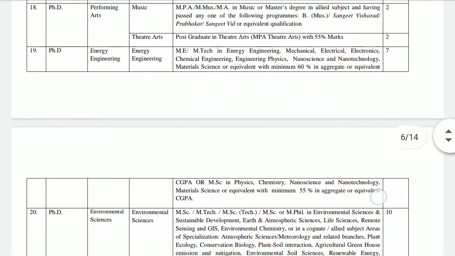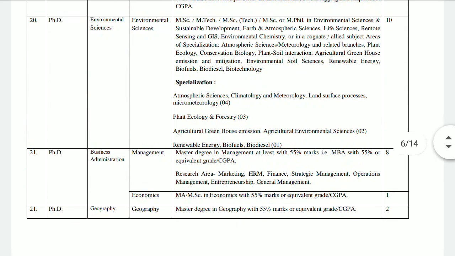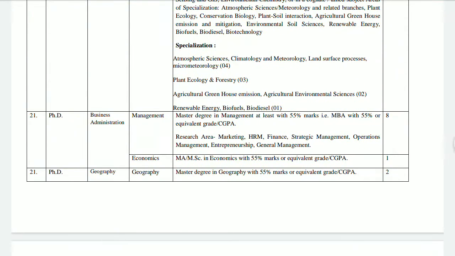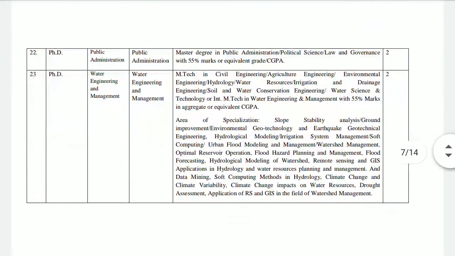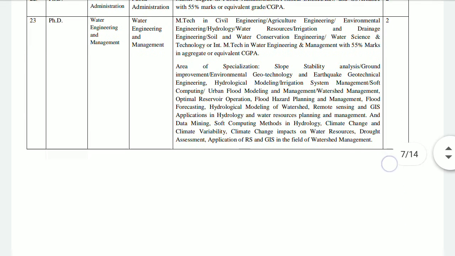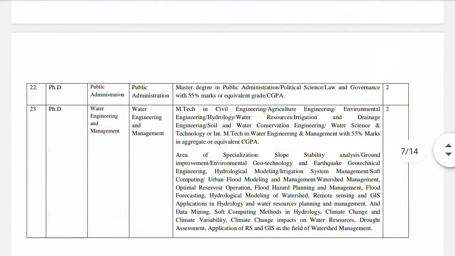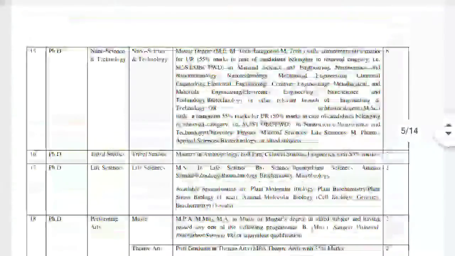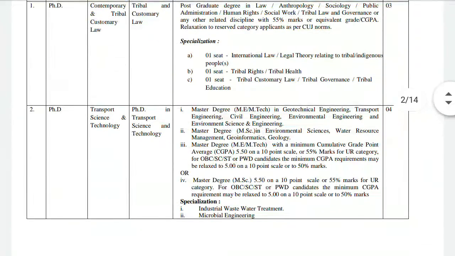You can see that theater arts also having 2 seats. Energy engineering there are 7 seats. Environmental sciences 10 seats. Business administration 8 seats. Geography, you can see the 2 seats. Public administration, here it is 2 seats are there, and then PhD in water engineering and management, there are 2 seats.